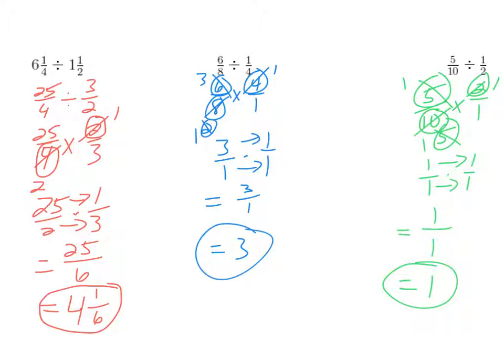For the last one, we should have rewritten it as 5/10 times 2/1. 2 and 10, I can take a 2 out of both, leaving 1 and 5. And then I've got a 5 on the top and the bottom, so I can take a 5 out of both of those, leaving 1/1. So my fractions turn into 1/1 times 1/1. Multiplying those together, I get 1/1, which is just 1.